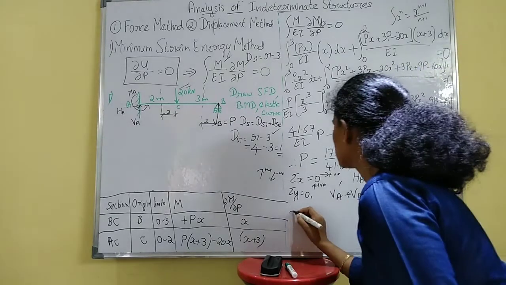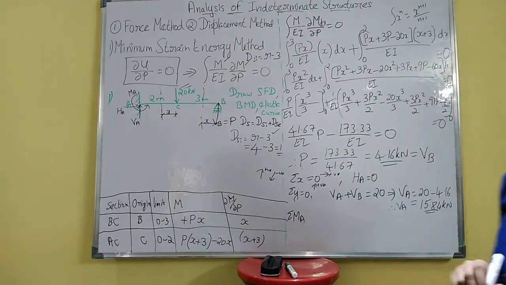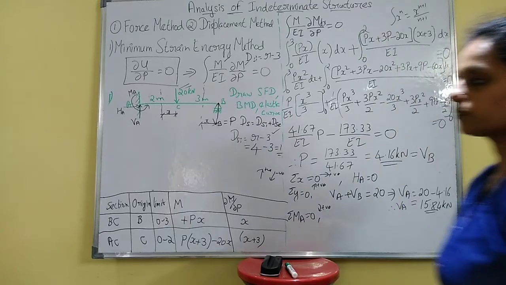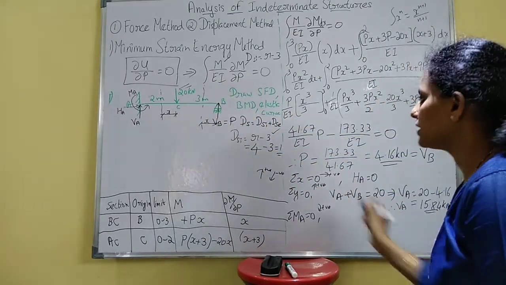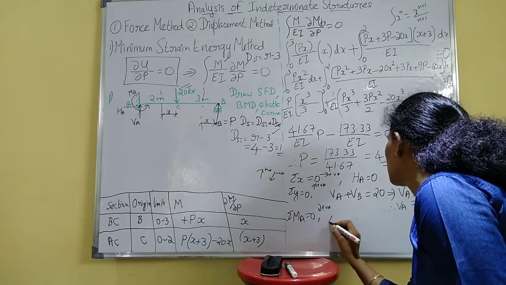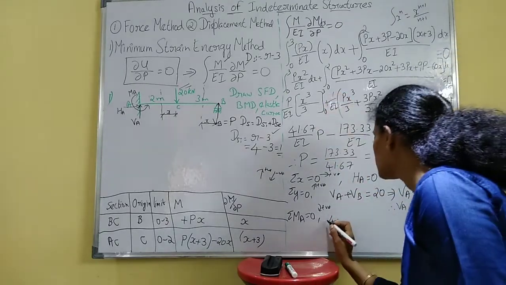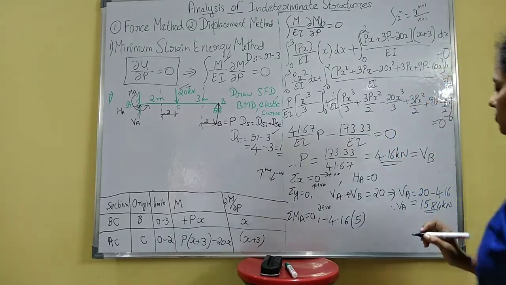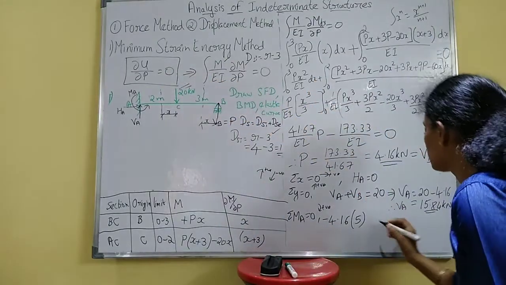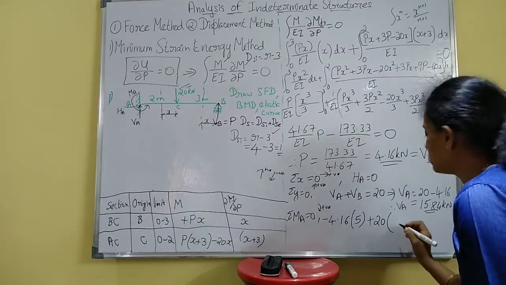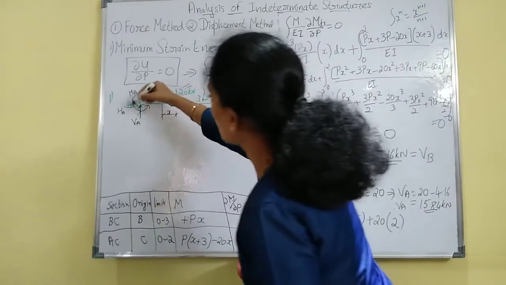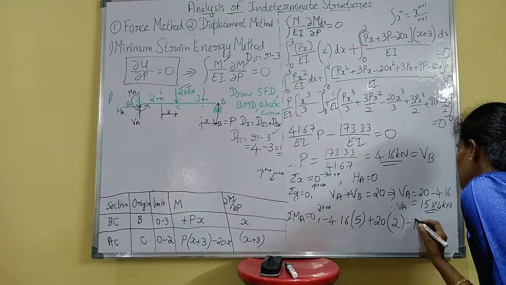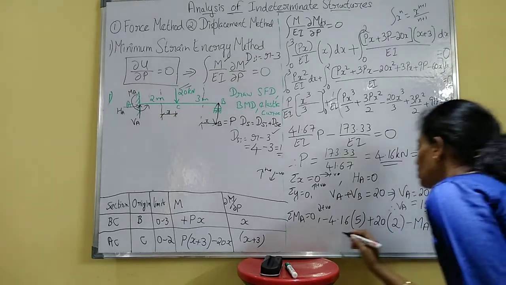Next, find out summation M A equal to 0, clockwise as positive. Okay, so you have VB into 5. VB is anti-clockwise, so minus 4.16 into distance 2 plus 3, that is 5. Then you have this, that is clockwise, plus 20 into distance 2. Then you have your moment. Just assume this moment. Here I have assumed anti-clockwise, so it will be minus MA equal to 0.